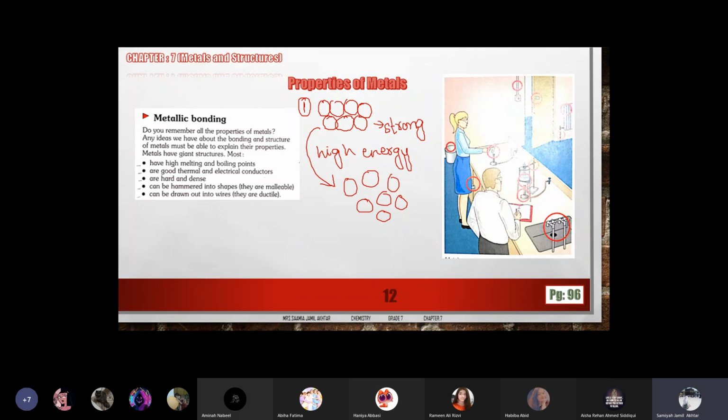And when the electrons move, then they carry current and electricity. So, teacher, you mean they are not tightly packed? They are tightly packed, but they have loose electrons. They have free electrons to move, and when these electrons move, then they pass electricity.